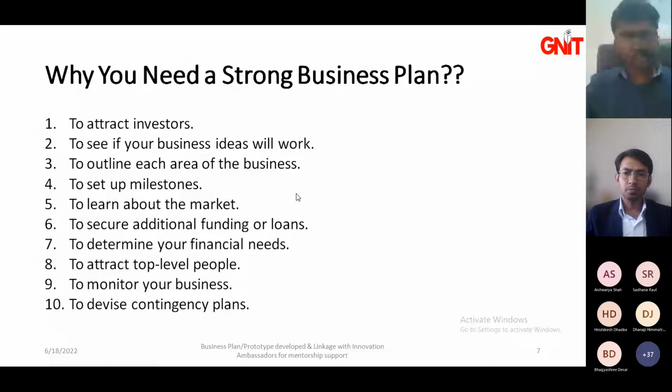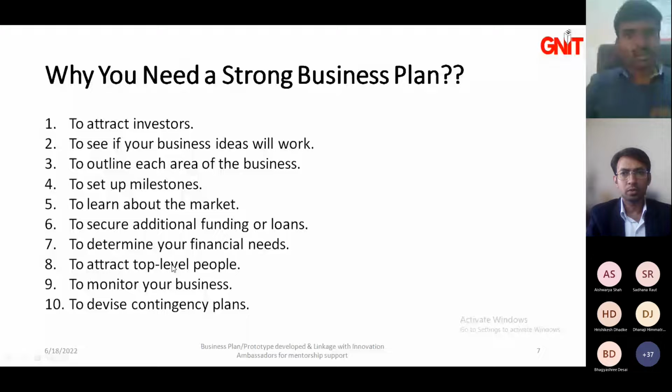Then, to learn about the market, you have to learn about the market, and to secure additional funding or loans. What does additional funding or loans mean? Depending upon your plan, they will give you the loan, they will give you the fund. After getting the fund, you can repay the money once your business runs very fast. Then determine your financial needs. The seventh point: what is your present financial situation, and what are your needs, and how the funding can be created.